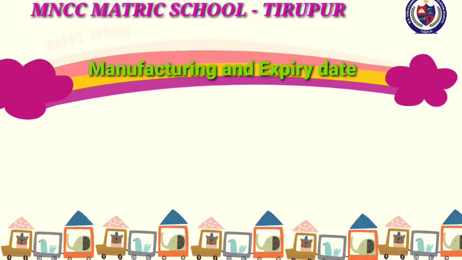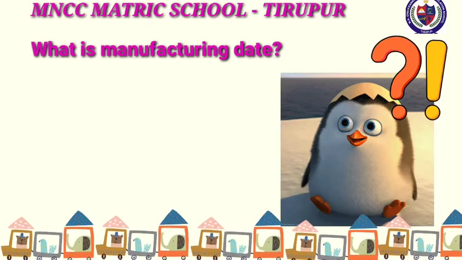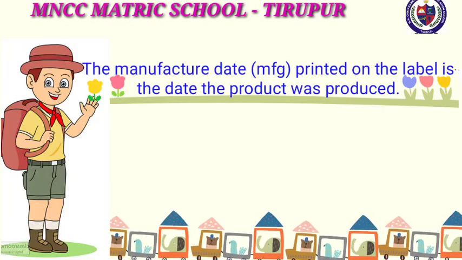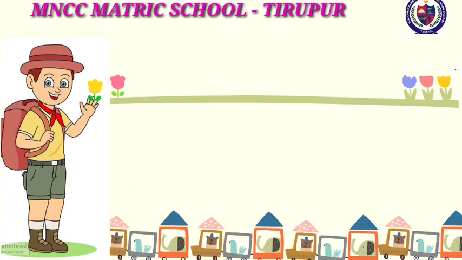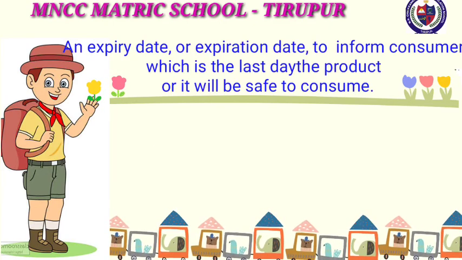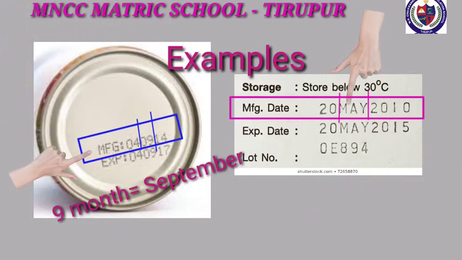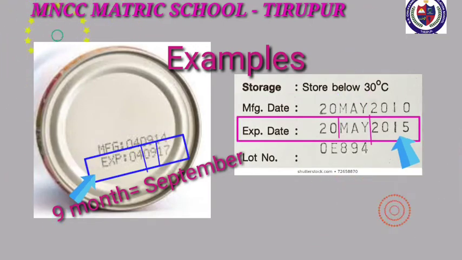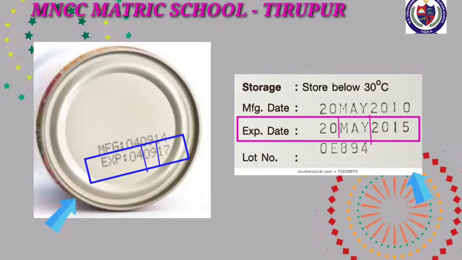Let us learn manufacturing and expiry date. What is manufacturing date? The date on which the product was produced and printed on the label is called the MFG date. What is an expiry date? An expiry date is used to inform the consumer, which tells about the last day of the product. Let us see some examples. MFG represents manufacturing date and EXP represents expiry date.